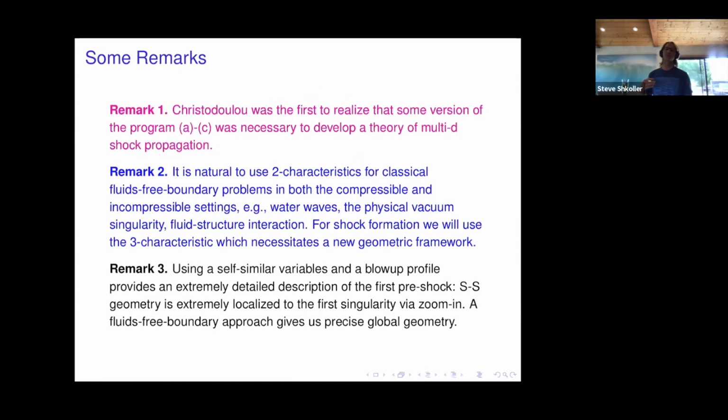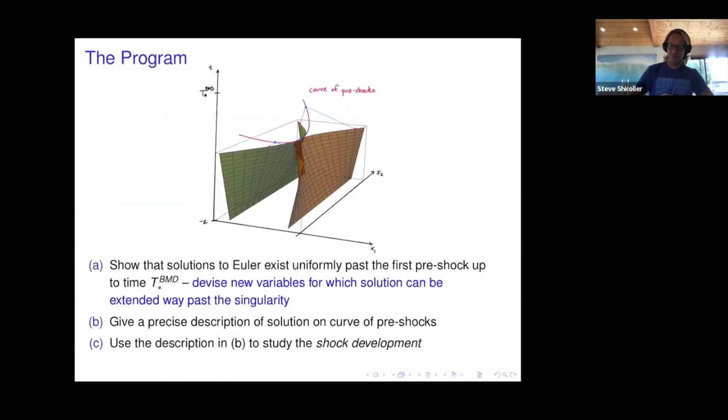And what this fluids-free boundary approach that we want to take shows is that we can give a very precise global geometry. So we're going to track a lot of features of the geometry by describing these surfaces very precisely, even when it's not so necessary, meaning prior to the singularity. But you kind of have to track them precisely while the solution is still smooth, so that you can precisely track the geometry of the singular set.